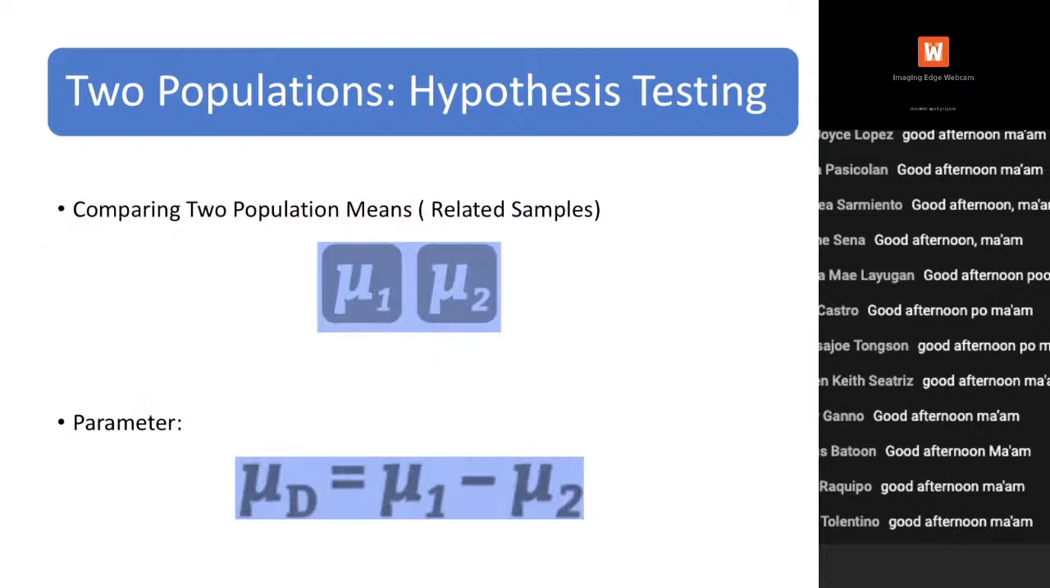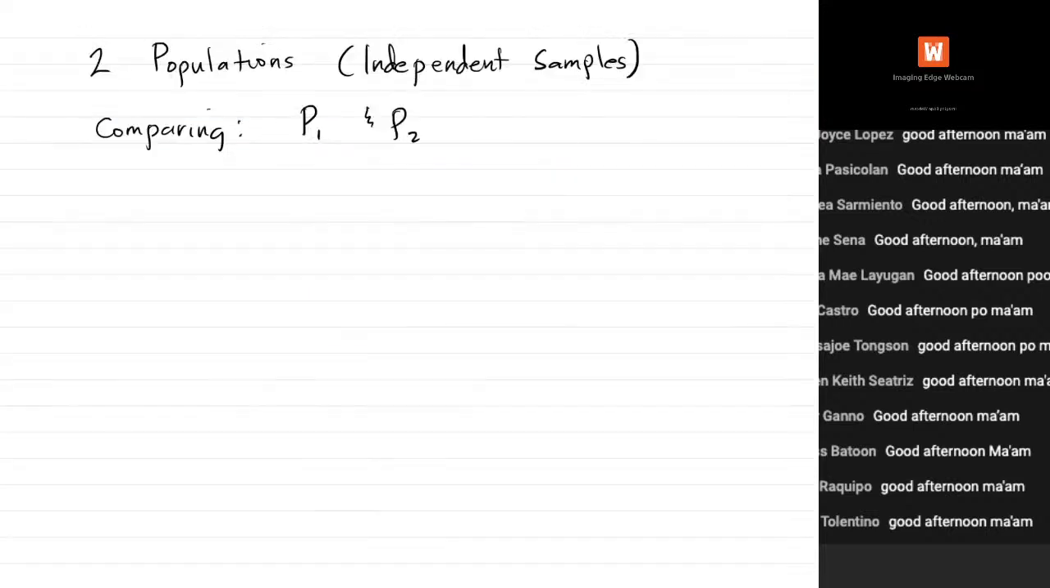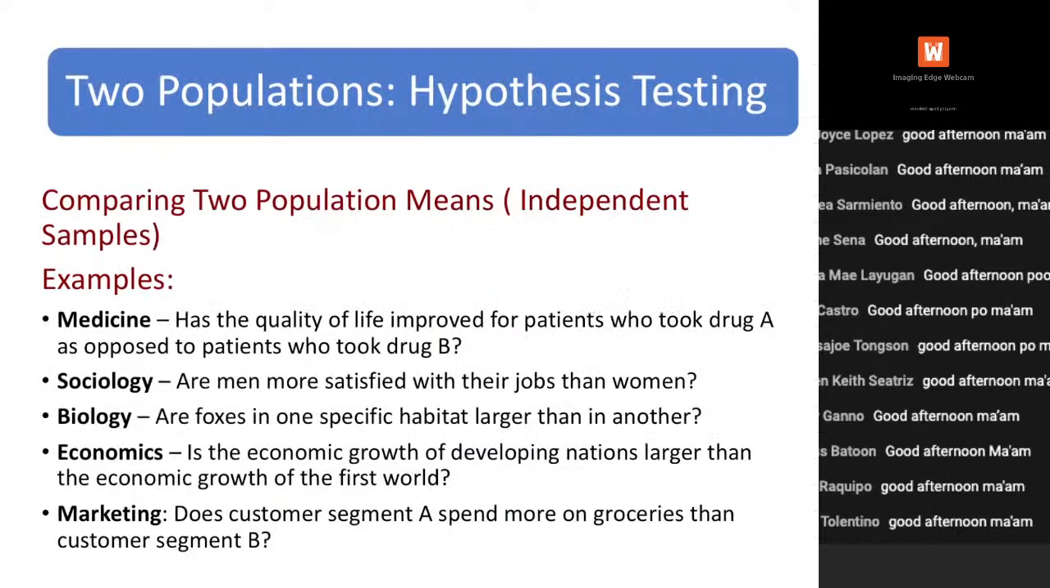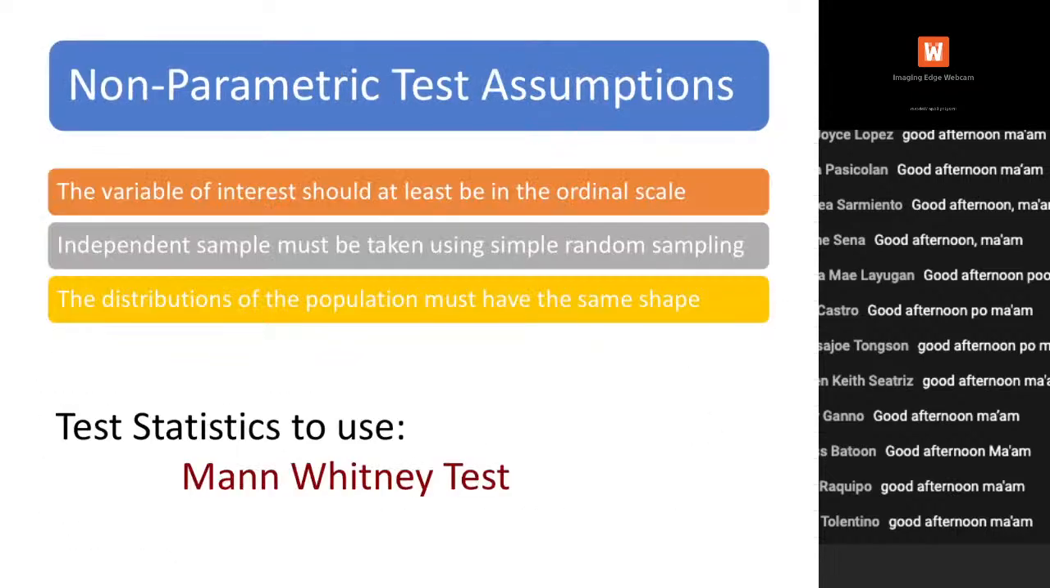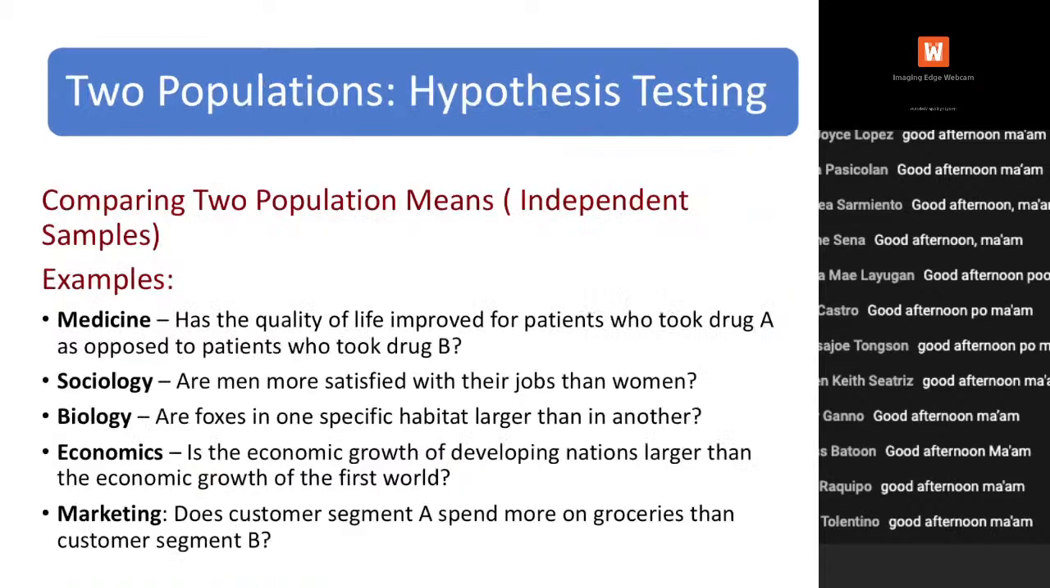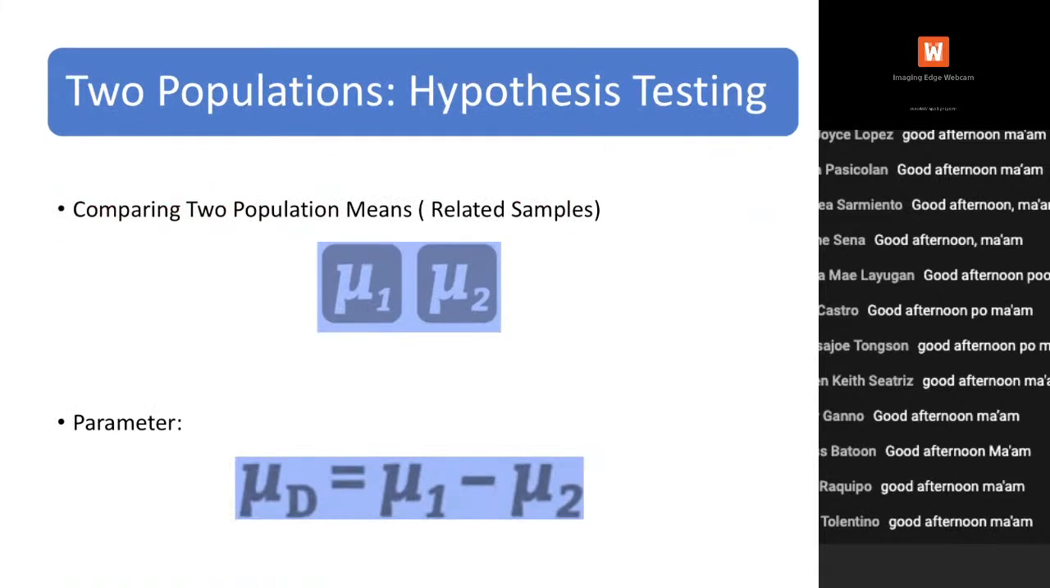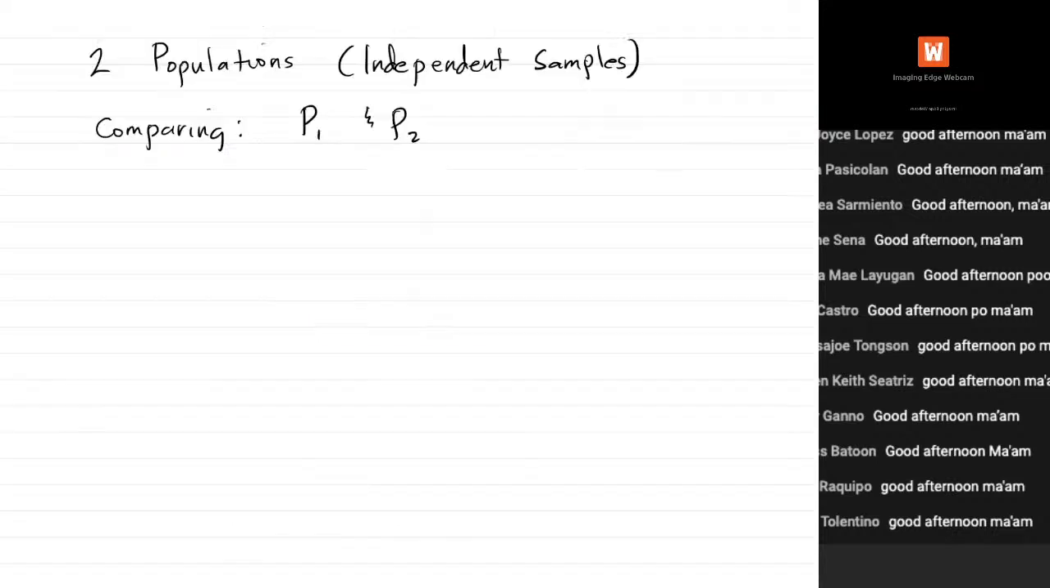Related. Paano naman kapag ang sample mo ay related? Iba na naman yun. Okay? So kanina, at proportion, nakalimutan natin ang proportion. Okay. So let's proceed to two population means which are related.